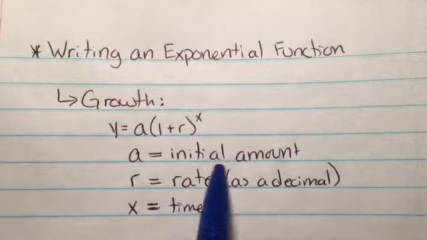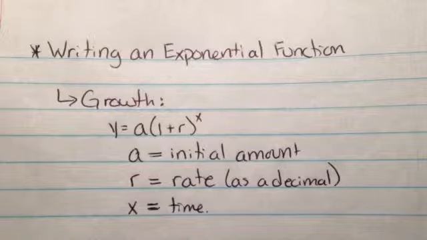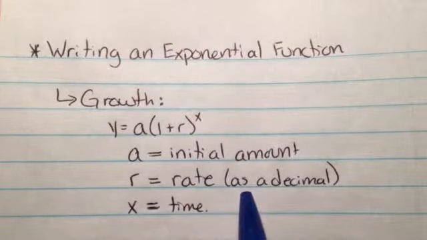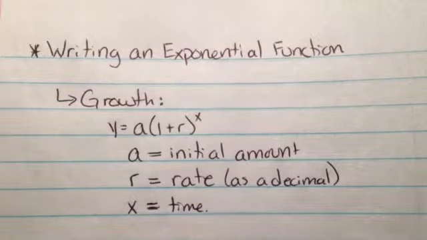A is the initial amount that you're trying to grow. R is your rate. Remember, it needs to be a decimal. And then x is the time, but we're not going to worry about that right now. We're just going to leave x as an x.